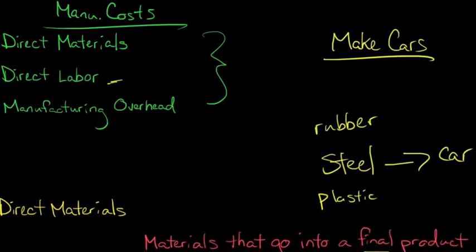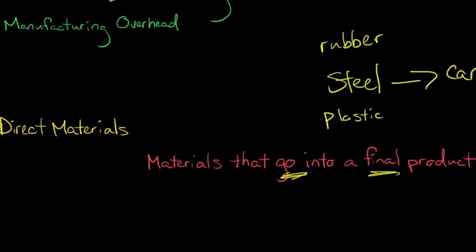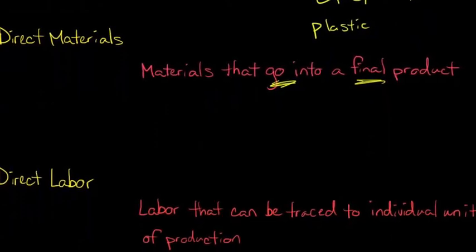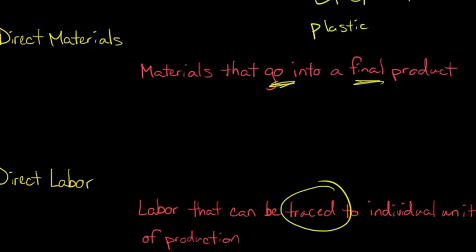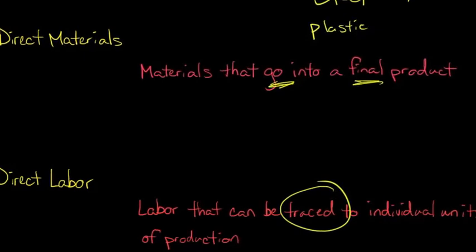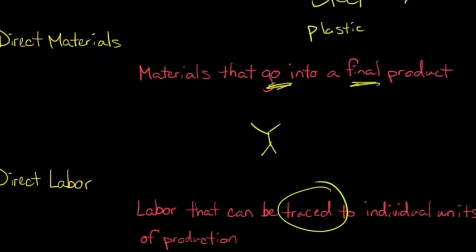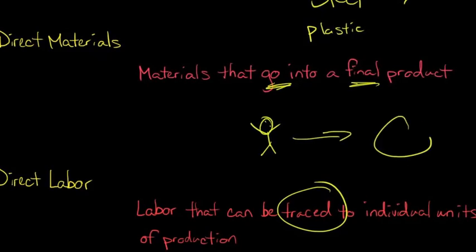Now we've got the second component, which is direct labor. When we think about direct labor, it's kind of similar, a little more abstract, but it's labor that can be traced to that car, to individual units of production, which in this case is the car. When we talk about tracing, what we're talking about is we can actually tie a specific person, some laborer, some employee at the firm, to this car.